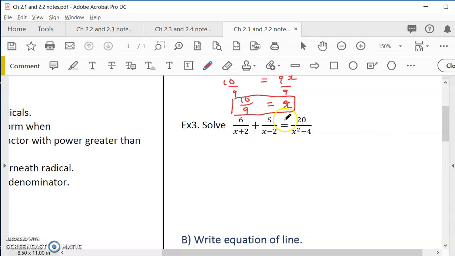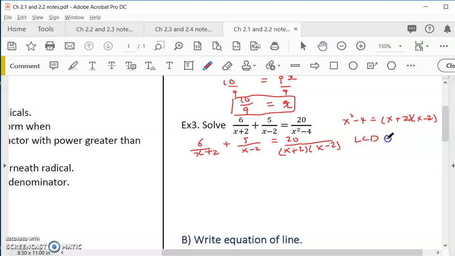Example 3, I have 6 over x plus 2, plus 5 over x minus 2, equal to 20 over x squared minus 4. Before I do LCD, I should factor first. So factor, it would be 6 over x plus 2, plus 5 over x minus 2, equal to 20 over... remember how to factor x squared minus 4? Both are squares, so it's x plus 2, x minus 2. It's essential that you factor it, otherwise you would have an unnecessarily big common denominator. You see how this is just the LCD of both of them. So the lowest common denominator should be x plus 2, x minus 2. So all of them should aim to be this.